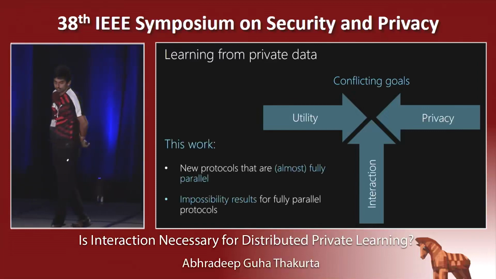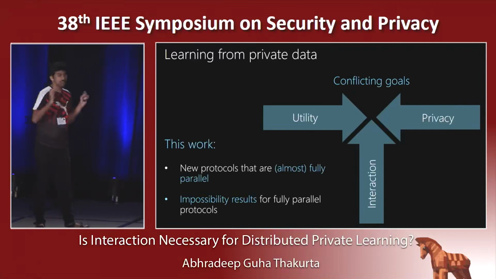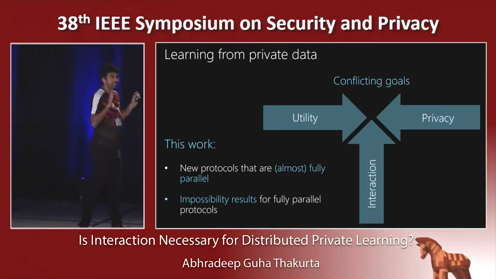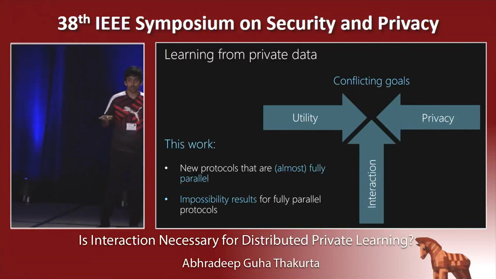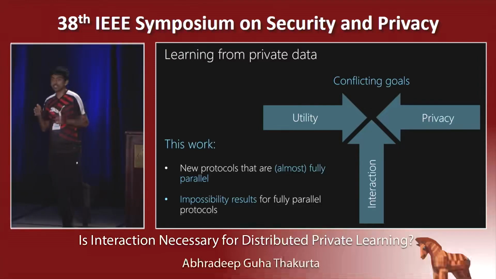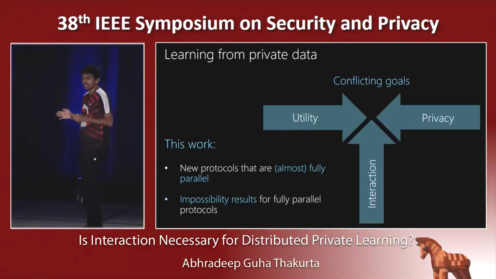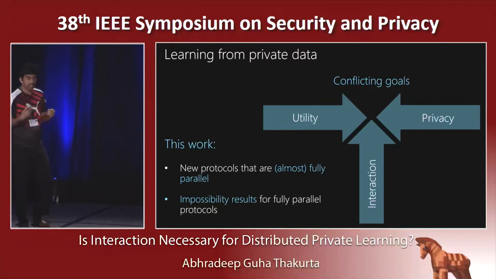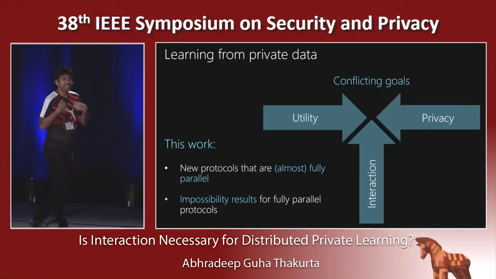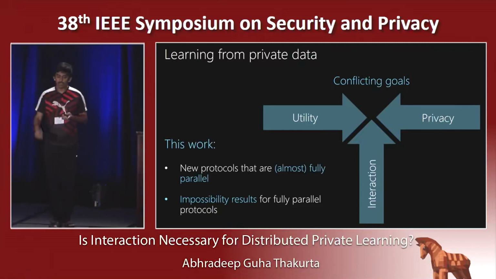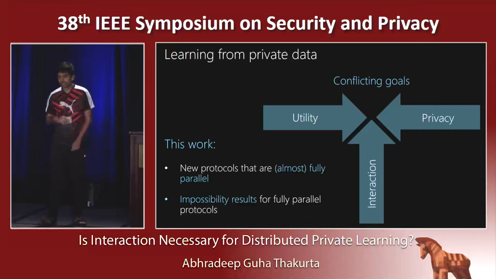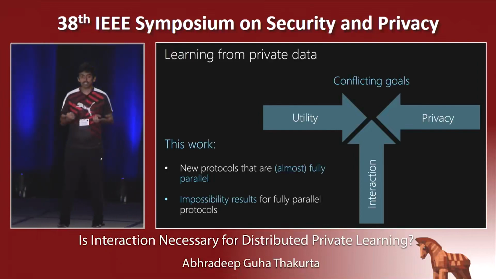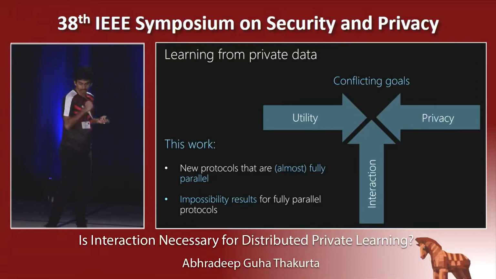So what do we do in this work? We provide new protocols which are almost fully parallel. For a certain class of problems, we can actually get completely parallel protocols, which means the server can talk to these devices independently and use that information to produce a model. So there is no dependency on the server to see the information from some devices and ask another question to other devices. But we also have some bad news. The news is that if you are looking at general learning problems where the dimensionality or the number of parameters in your problem is high, then it is not possible to get fully parallel protocols.